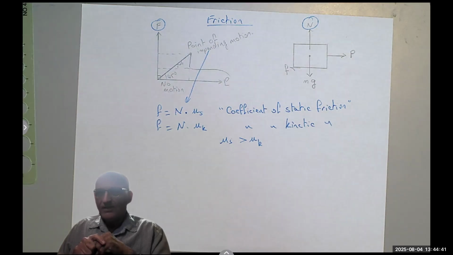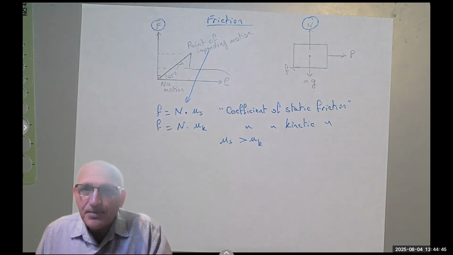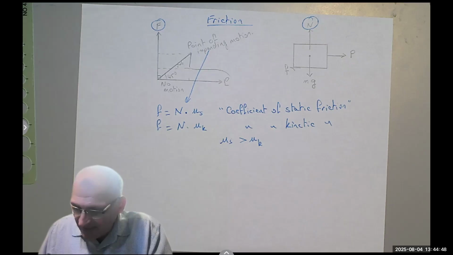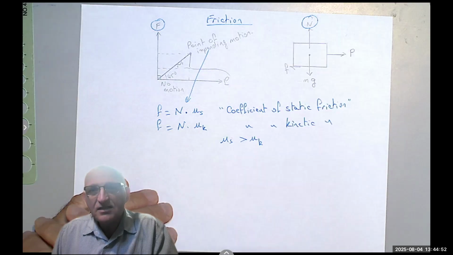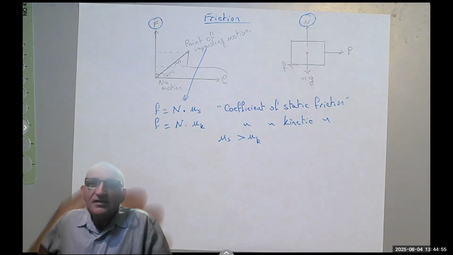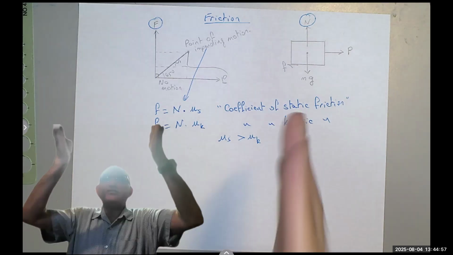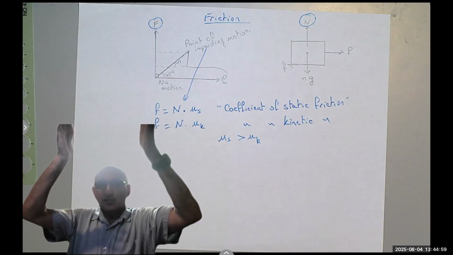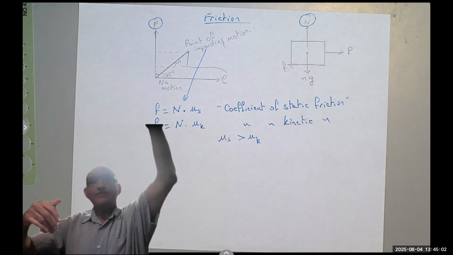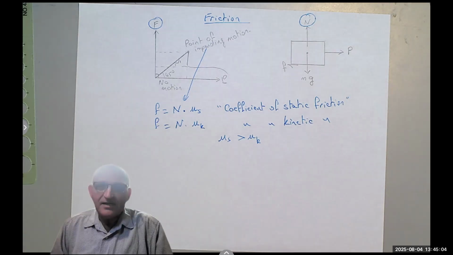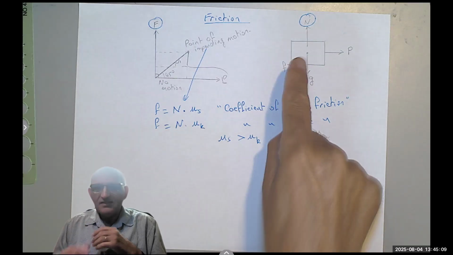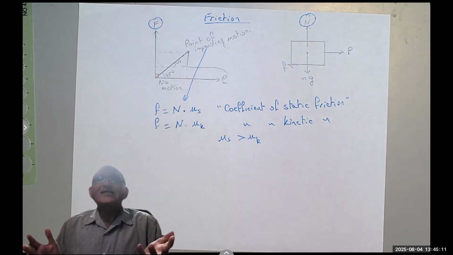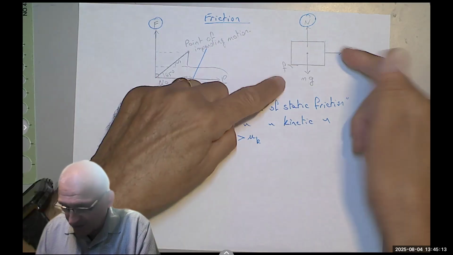It's no longer a particle. They don't have the same line of action. So they produce a couple. And this couple wants to tip the box clockwise. So what happens? Why doesn't it tip over? Of course, if it was slender and high, a tall box, and you push it from up there, it would fall down. It would topple, right? But why doesn't this fall down? Or what keeps it from falling down due to this couple?